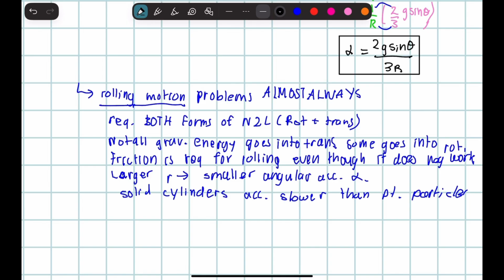And that friction is also required for rolling, even though it does negative work. Friction is always opposite the direction of motion, so it's always going against the motion. When you push against the carpet, friction is acting in the opposite direction, pushing against your action of motion. And also, a larger radius means a smaller angular acceleration.